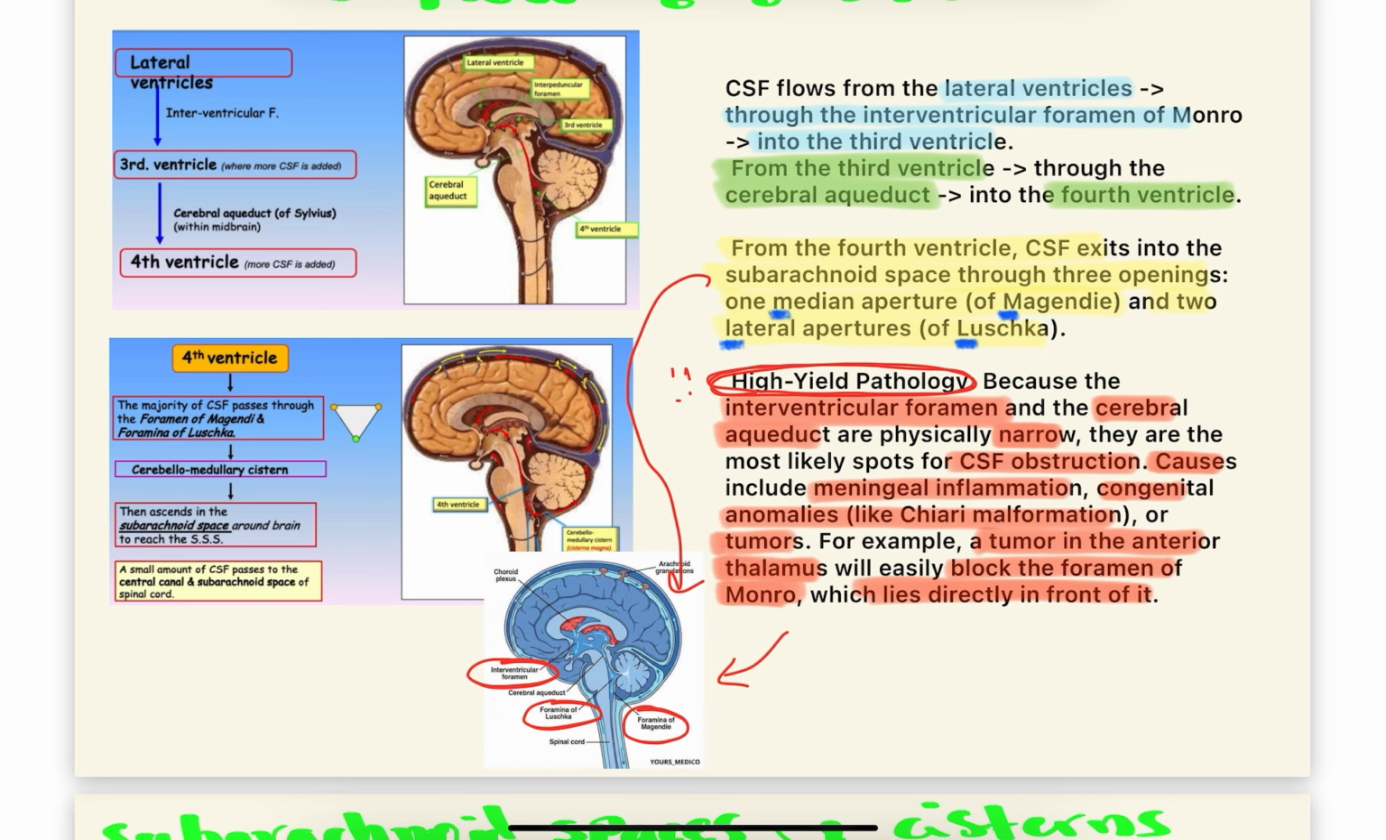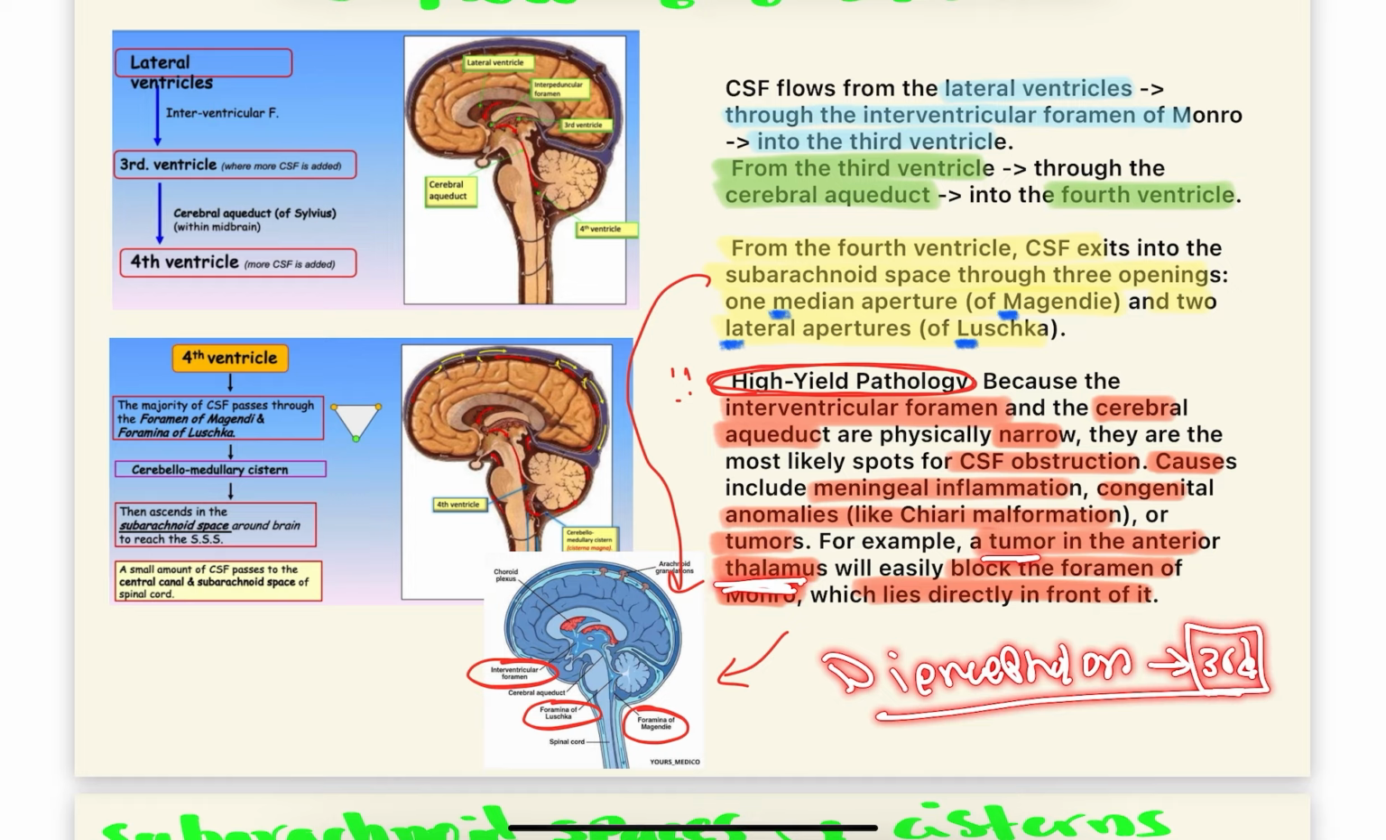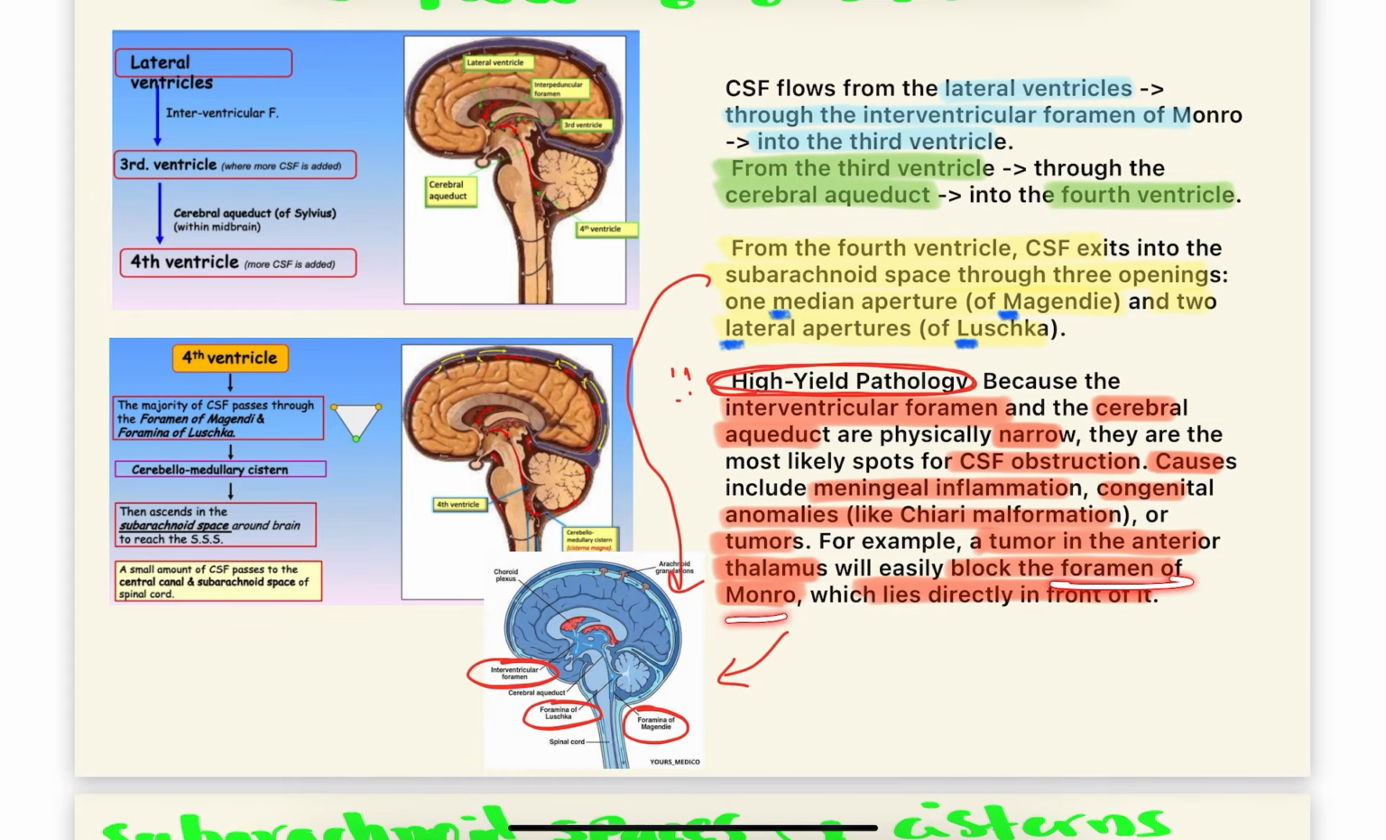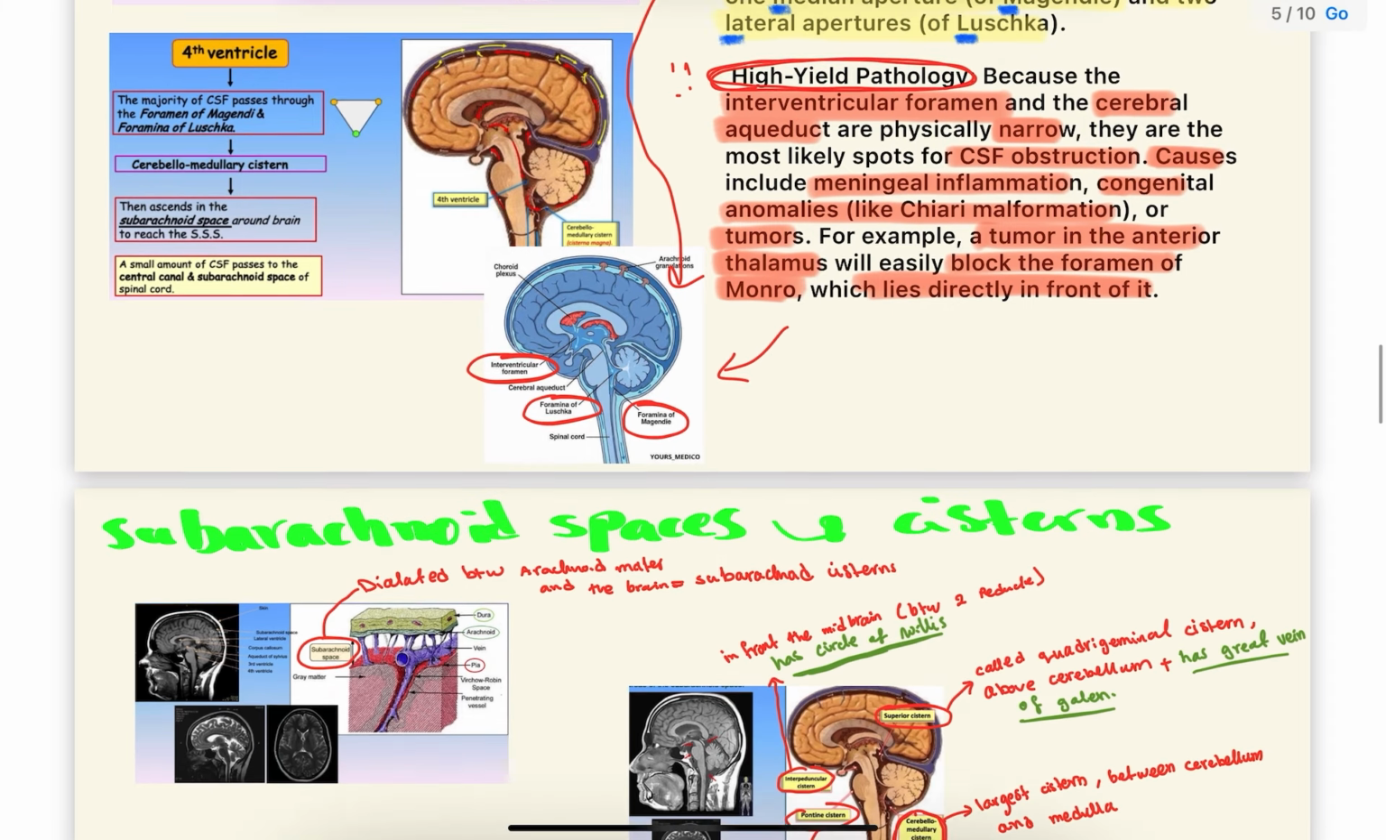Okay, for example, if I have a tumor in the anterior thalamus, what do you think it will block for me? We said the diencephalon gives me the third ventricle, right? And diencephalon means the thalamus. If I have a tumor in the anterior thalamus, it will block what foramen nearby? It will block the foramen of Monro, which lies directly in front of it. So this is very important to bear in mind.